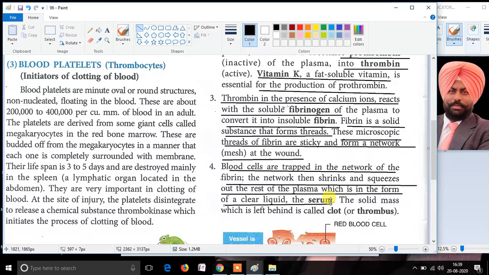When this serum is liberated or extracted, the solid fibrin forms a clot-like structure that is actually called thrombus. The clot is called thrombus. Now, this clot is a solid material which does not allow further blood to come out from the blood vessel of the cut region.